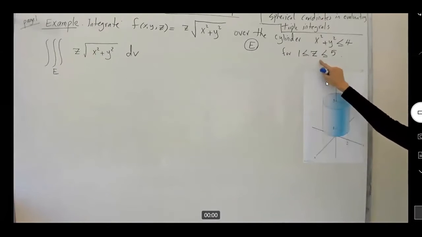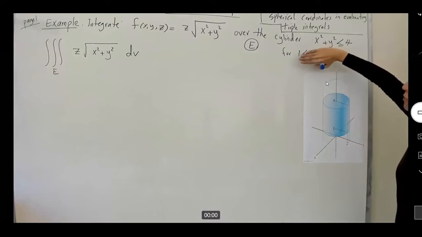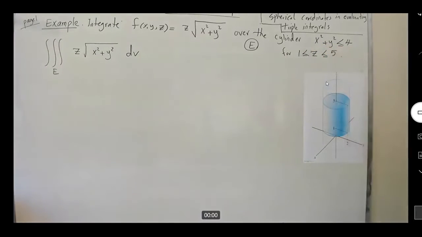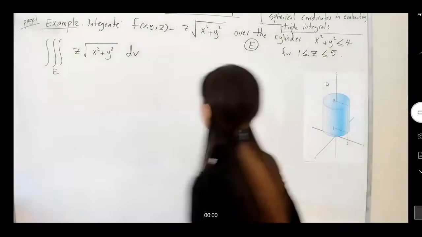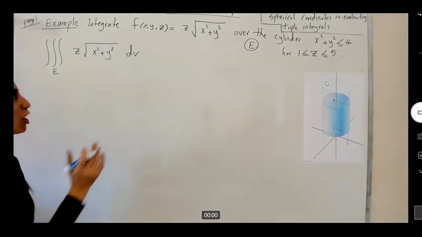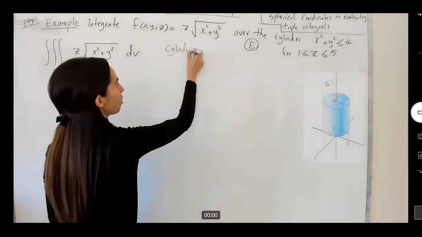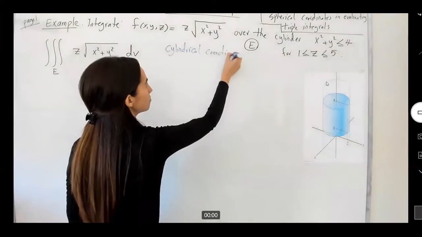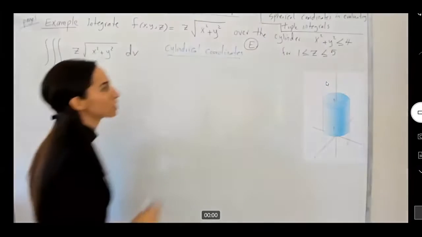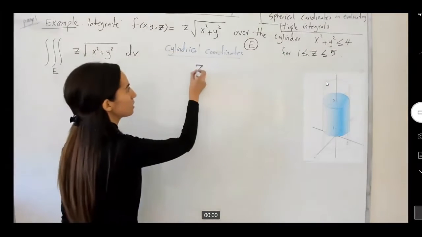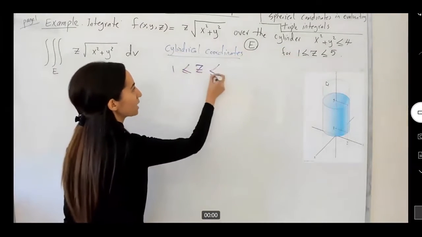We know that z is bounded between 1 and 5. I don't have any problem with my z. I'm looking at x squared plus y squared less than or equal to 4, which is giving me how we need to identify this shadow, this region down here. First of all, I'm going to use my cylindrical coordinates. I know my z is bounded between 1 and 5. Okay, no problem there.